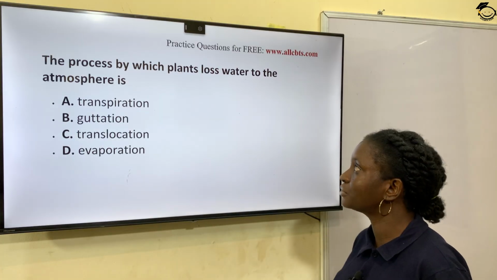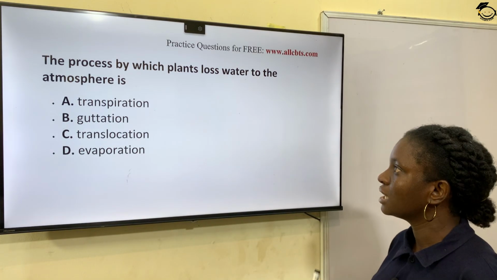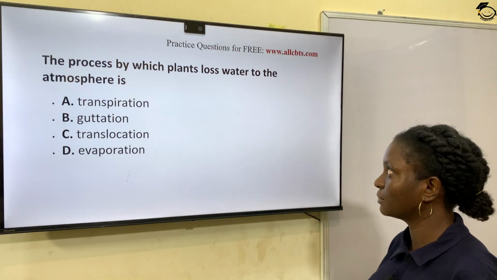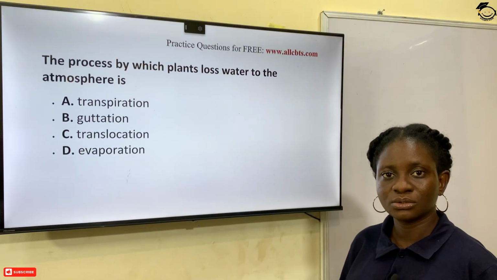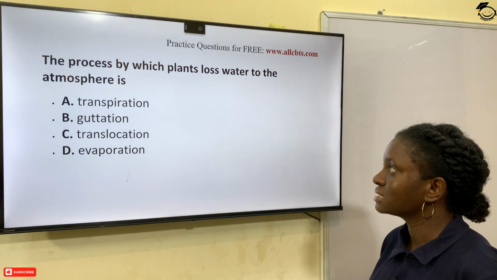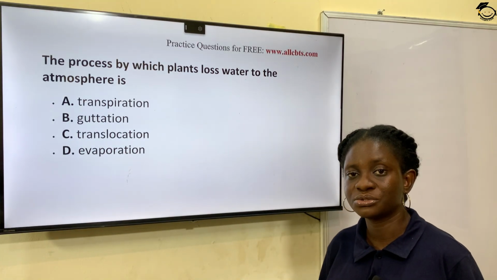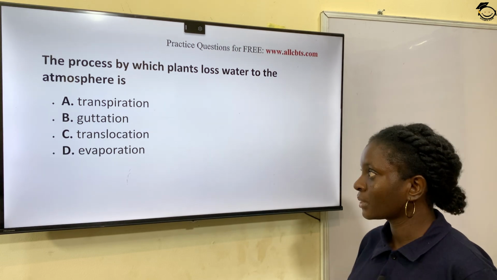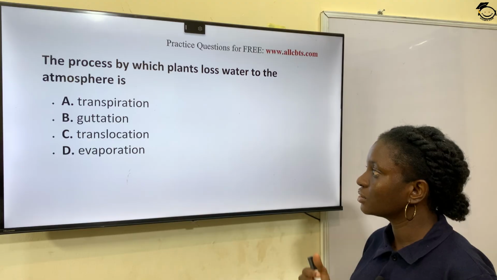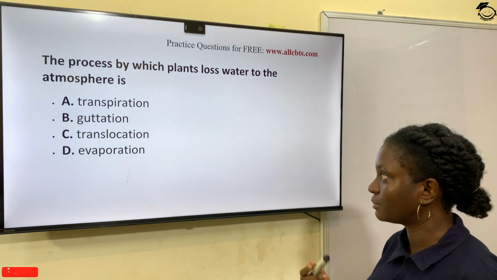2. The process by which plants lose water to the atmosphere. So what is the process by which there's loss of water in plants to the atmosphere, and this mainly occurs during dry season. So we have A. Transpiration, B. Guttation, C. Translocation, D. Evaporation.